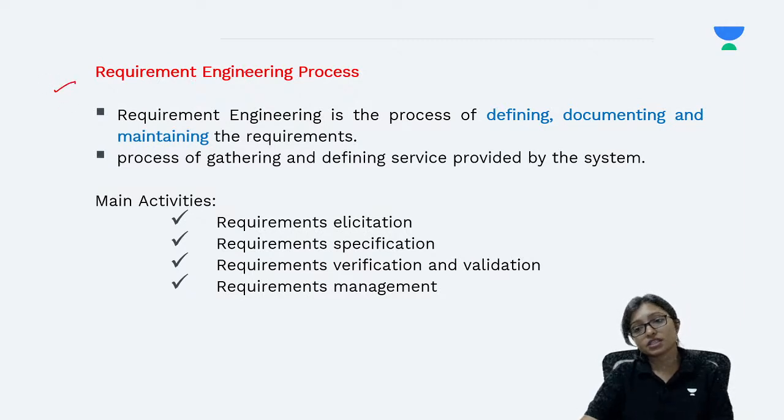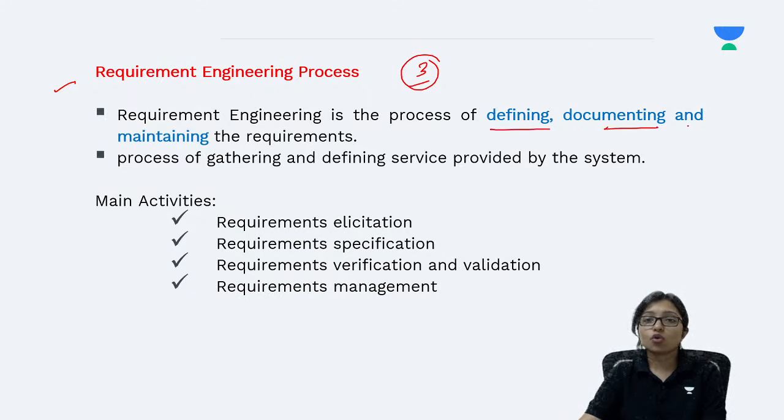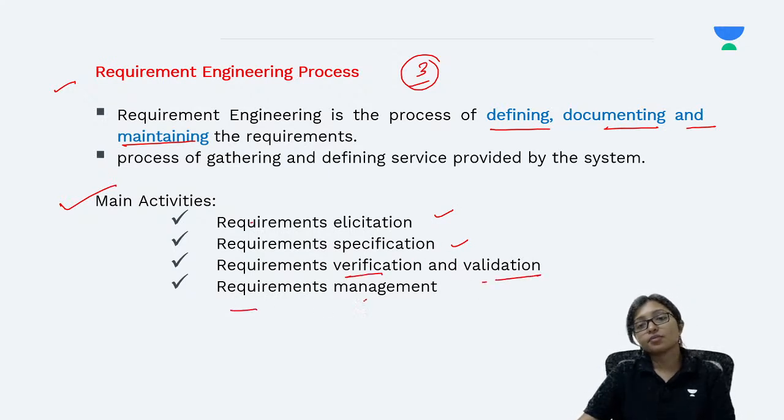Requirement engineering process, nowadays it is very important, because last year 2022 there were 3 questions from only the requirement engineering process. So the requirement engineering process is defining, documenting and maintaining the requirements. So what are the main activities? Requirement elicitation, requirement specification, requirement verification and validation, and requirement management.